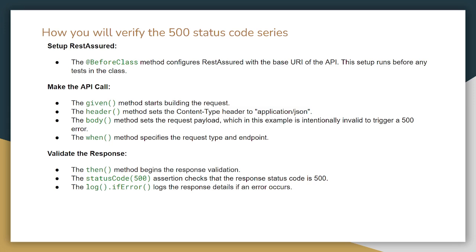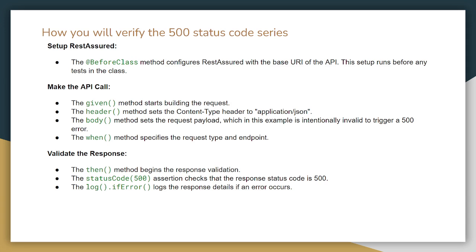Like, how to verify the 500 code series. In the 500 code series, first you will set up the RestAssured framework. Then in the @Before method, you normally configure RestAssured with the base URI of the API. This setup will run before any test. Next, you just make an API call. With the given method, you start with the request, then the header method sets the Content-Type header to application/json, then body.